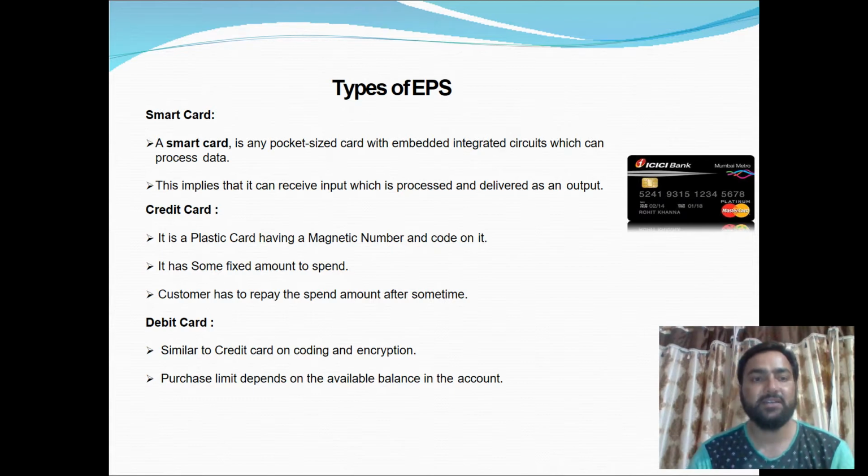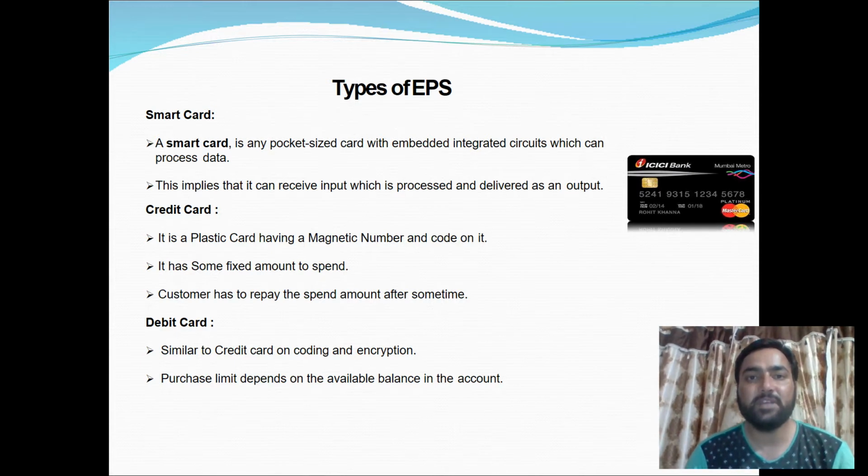Then comes credit card. The credit card is a plastic card having a magnetic strip and a code on it, and that magnetic strip has the details about the particular user to which the card belongs. So it has some fixed amount to spend. A credit card means a limit of a particular monetary value that is given by a financial institution or bank. That bank gives a fixed limit that you can use for your spendings, for your payments for different goods and services over the web.